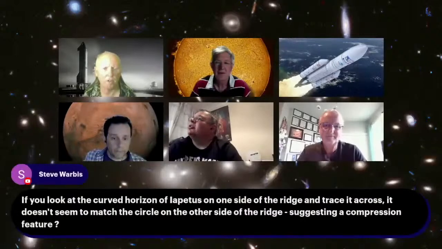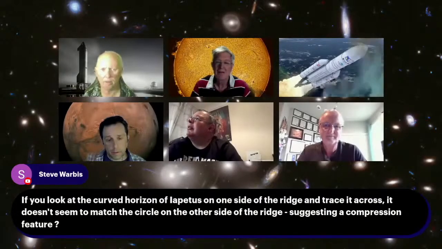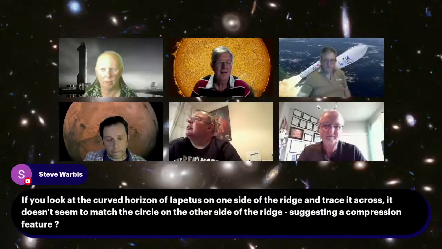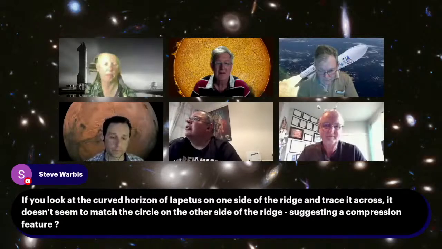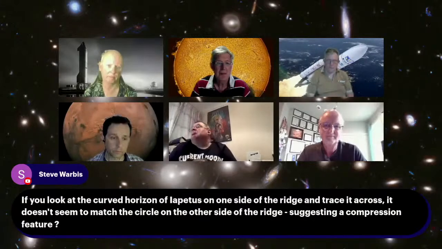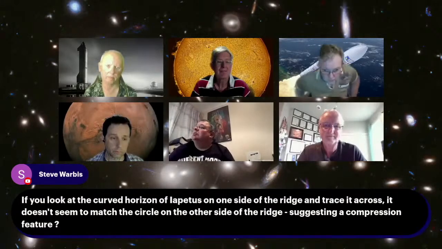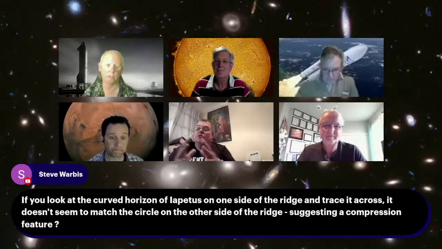Right. Steve's just popped in the chat, probably with a theory about that. So if you look at the curved horizon of Iapetus on one side of the ridge and trace it across, it doesn't seem to match the circle on the other side of the ridge, suggesting a compression feature. Maybe. Interesting. So you've got two things pushing together.